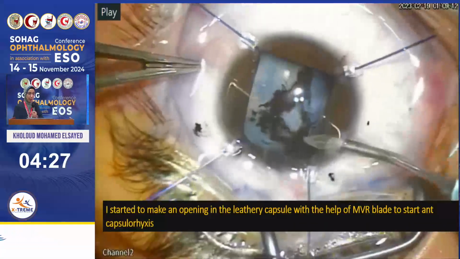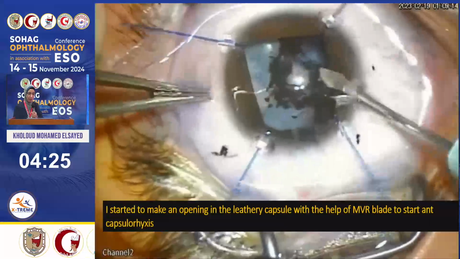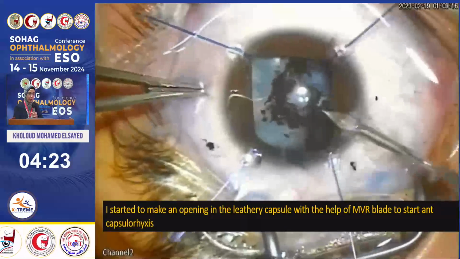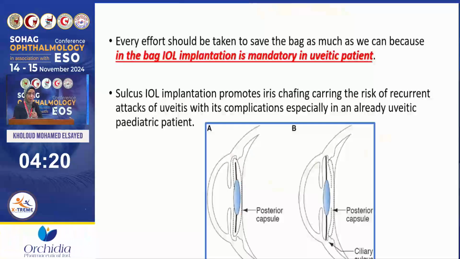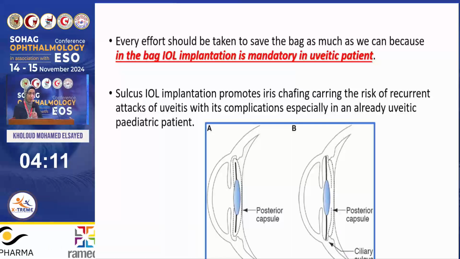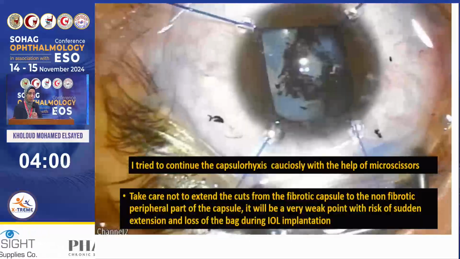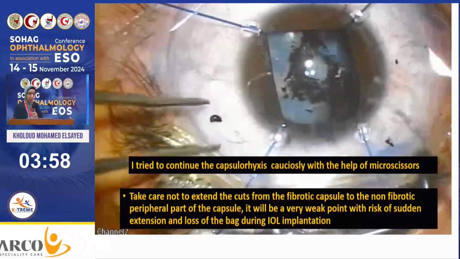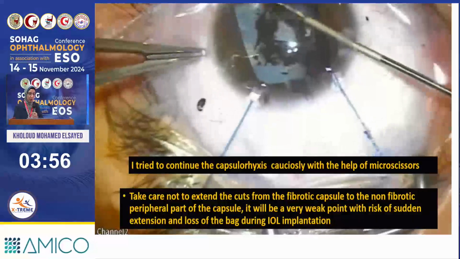I started to make an opening in the leathery capsule with the help of an MVR blade to start the anterior capsulorhexis. Every effort should be taken to save the bag as much as we can, because in-the-bag IOL implantation is mandatory in uveitic patients. Sulcus IOL implantation promotes iris chafing, carrying the risk of recurrent attacks of uveitis with its complications, especially in an already uveitic pediatric patient. I tried to continue the capsulorhexis cautiously with the help of micro scissors.